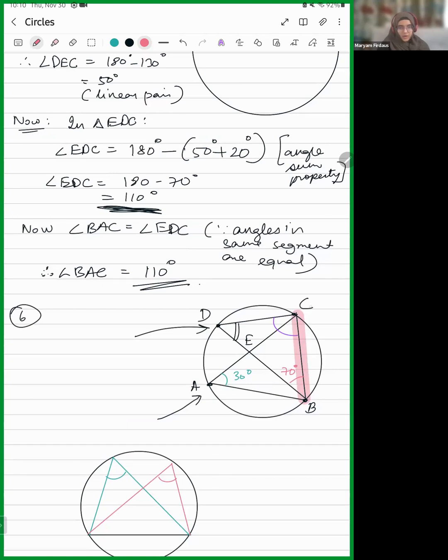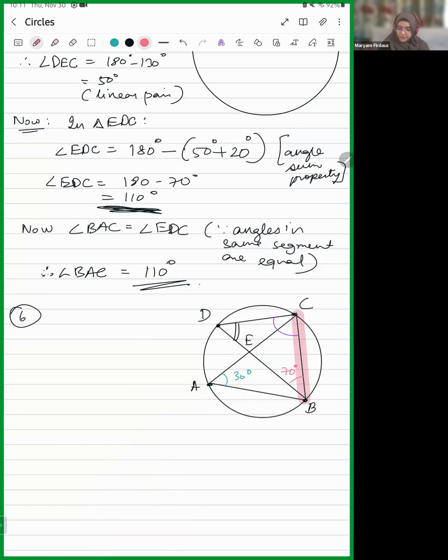So since BC is a chord here, the vertical one, it is subtending two angles, angle A and angle D. So they are going to be equal because angles in the same segment are equal. So first of all, angle BAC is going to be equal to angle BDC, since angles in the same segment are equal.